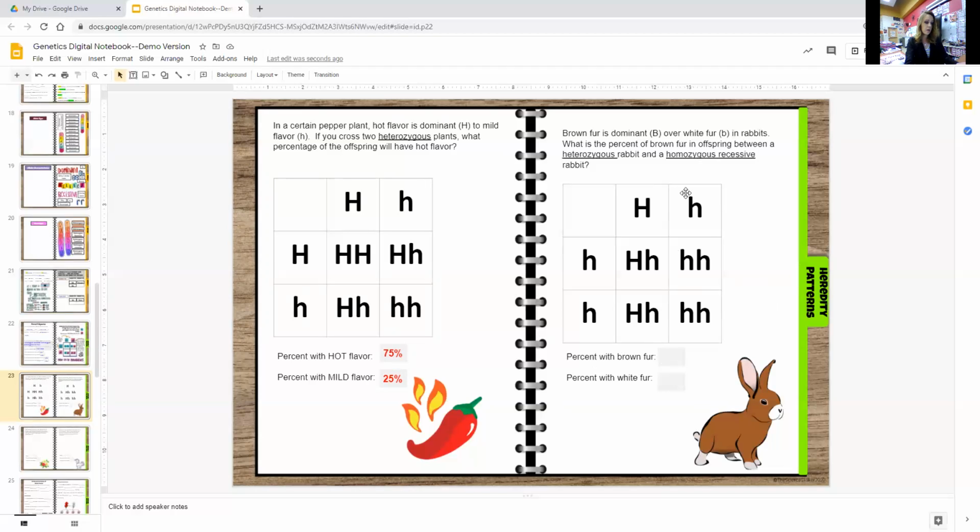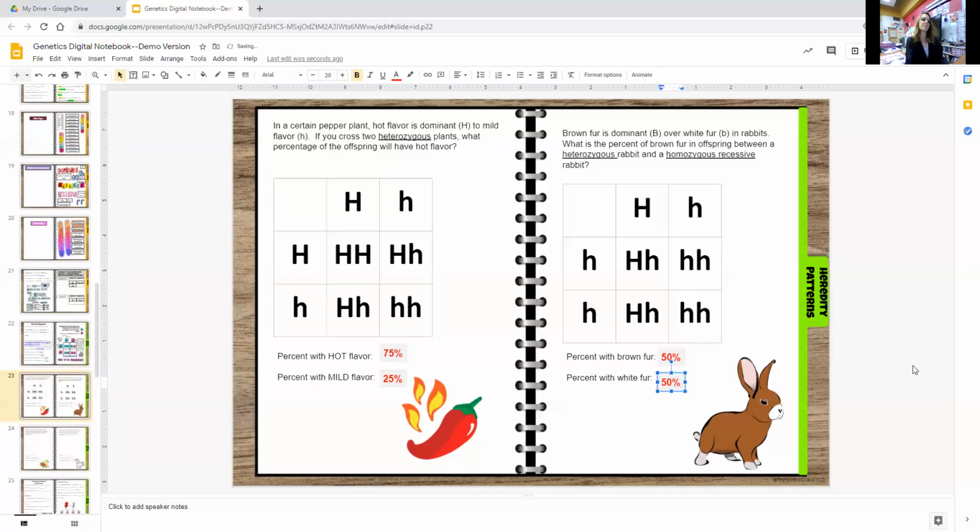All right. So brown fur is dominant, which means anything with a capital H in it is going to have brown fur, which is only these 2 right here. So that is 50%. Percent with white fur means that both recessive alleles were inherited, which are these 2 right here, top and bottom on the right-hand side, which is again 50%.